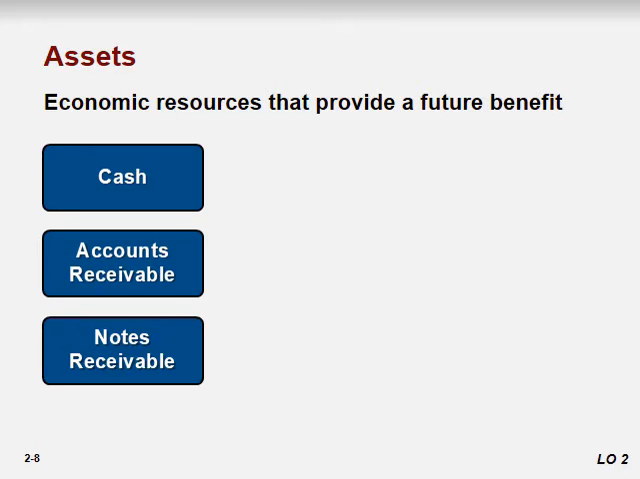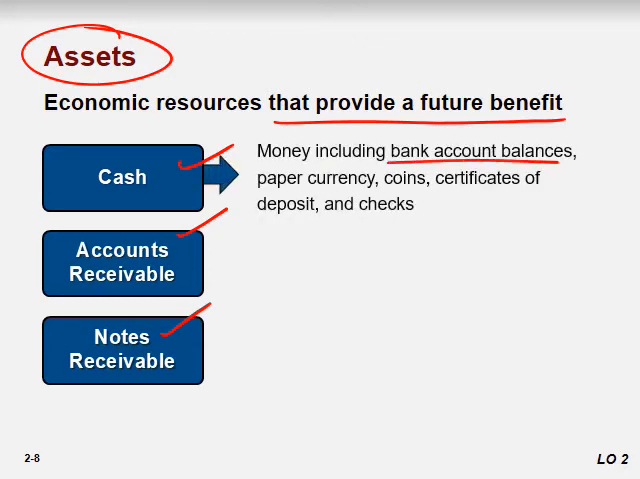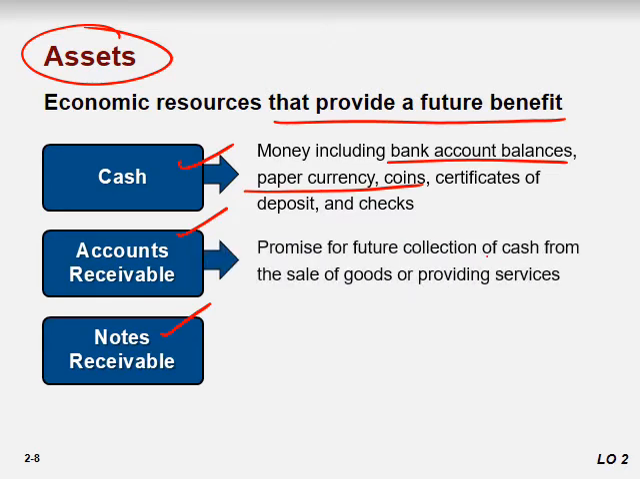The accounts for assets include cash, accounts receivable, and notes receivable. And what is the definition of assets? We already covered in chapter 1 that they are economic resources that provide future benefit. Cash includes money, including the bank account balance, paper currency, coins, certificates of deposit, and checks. Accounts receivable is a promise for future collection of cash from the sale of goods or providing services. It means accounts receivable are your customers.